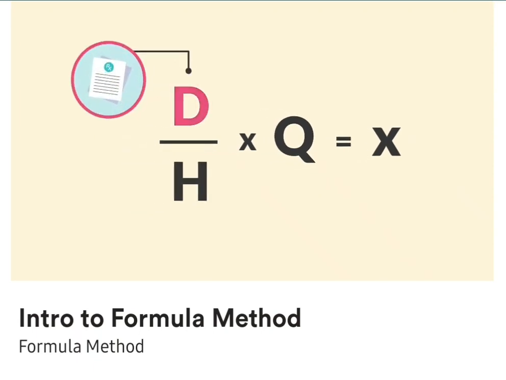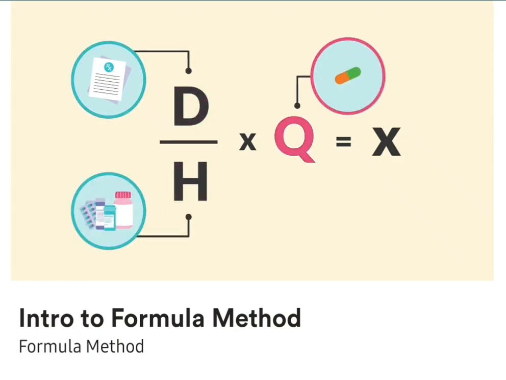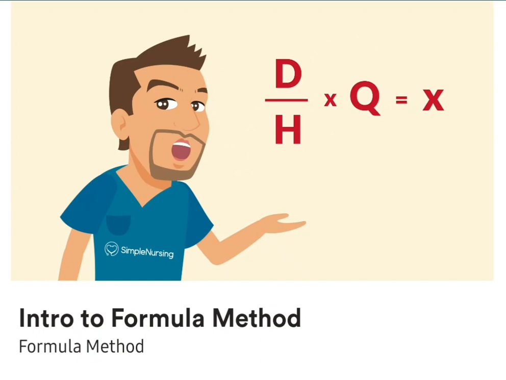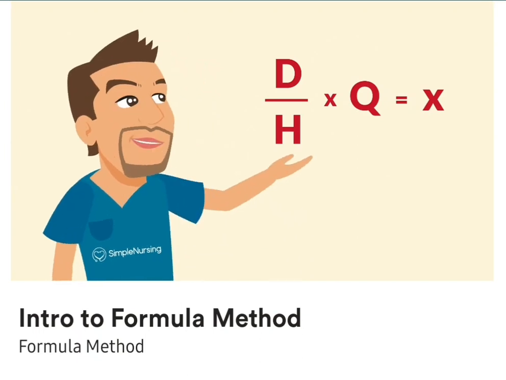As you know, D is the desired or prescribed dose of the medication. H is the medication you have on hand, and Q is the quantity associated with what you have. Now, X is the amount of medication you are going to administer as the nurse to the client here. So just remember, D over H, like drinks around the house, times the quantity. So let's see if we can identify all the components required in this formula.